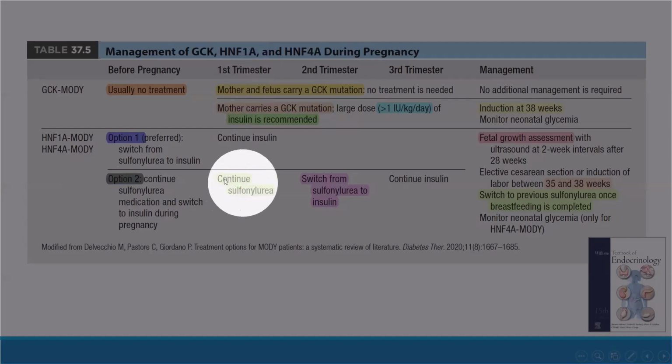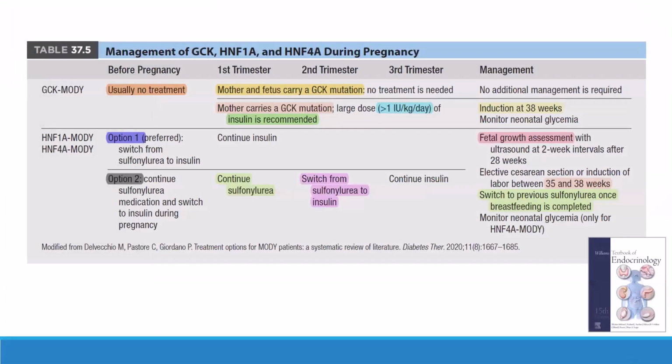During the first trimester, we can continue sulfonylurea as in option 2, but we can continue insulin if started before the pregnancy. In the second and third trimester, we should shift to insulin therapy. Cesarean section should be scheduled from week 35 to 38, and we should switch back to the previous sulfonylurea once breastfeeding is completed. We should monitor neonatal glycemia only for HNF4 alpha, because there is neonatal hypoglycemia and a macrosomic baby. This table summarizes how to manage MODY diabetes during the pregnancy.